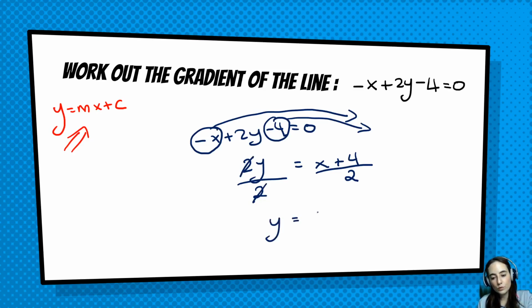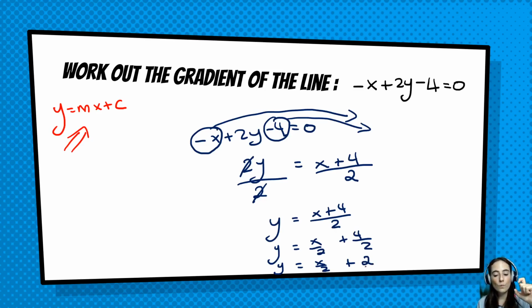Y equals x plus 4 over 2. They have the same denominator, which means y equals x over 2 plus 4 over 2. All right. At this point, you can actually stop, but it's best to simplify things as much as you can. So here, you could say y equals x over 2 plus 2, because 4 divided by 2 is 2.